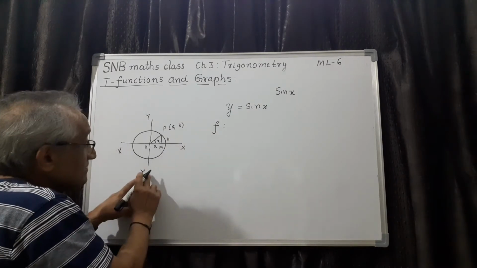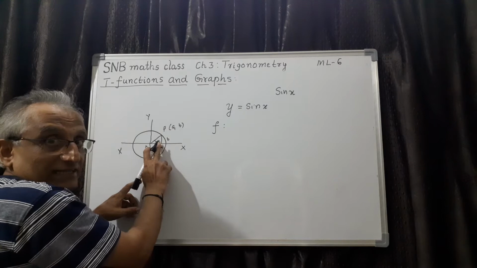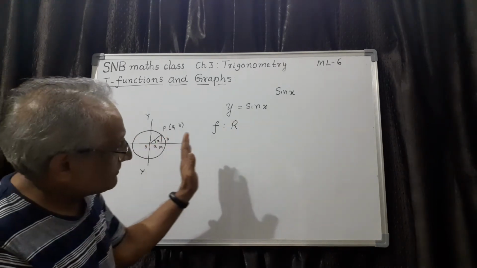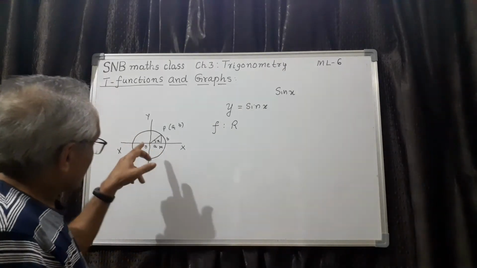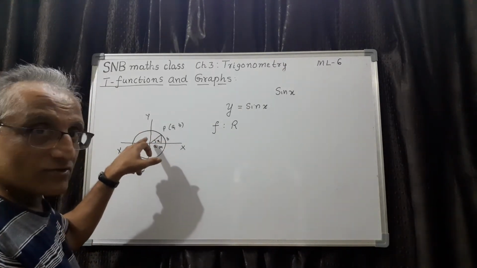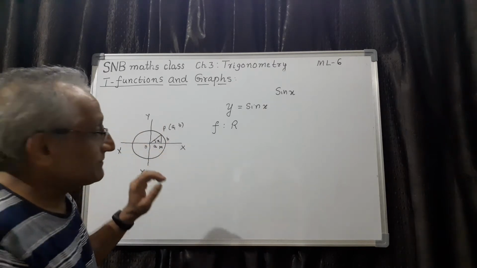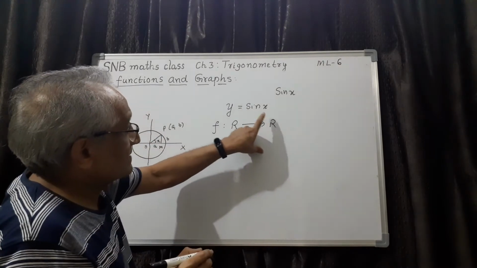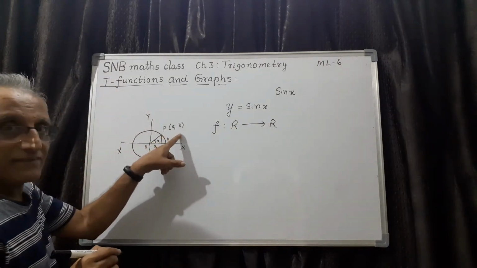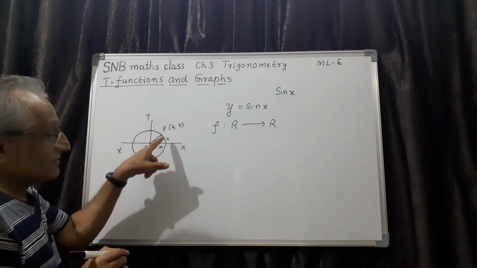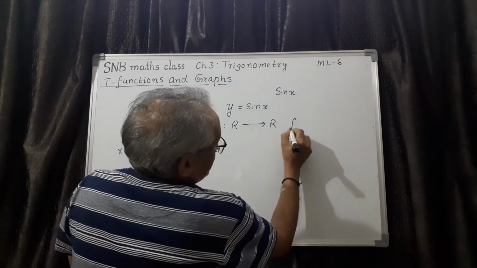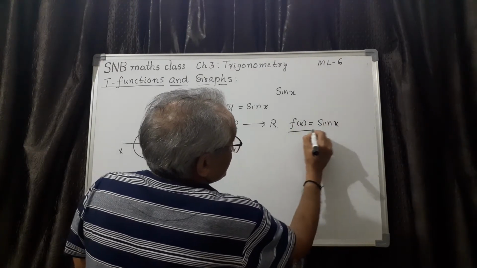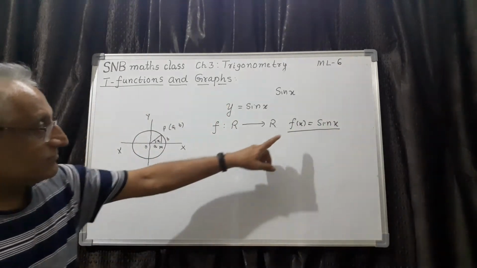What is the domain of this function? X is the variable in the domain. It is R, because you can take any value. Positive means anti-clockwise rotation. Negative means clockwise rotation. R to R only, because after all, what is sin x? Sin x is a number, and it is less than 1 of course. So defined by f of x equal to sin x. This is called the sine function.